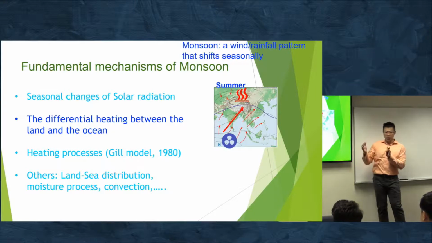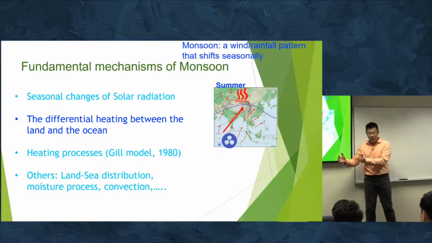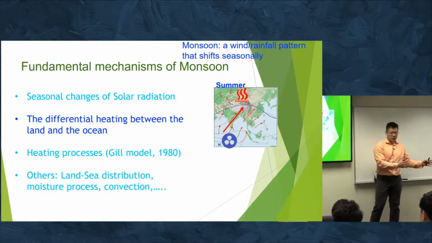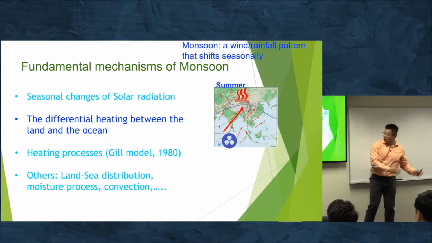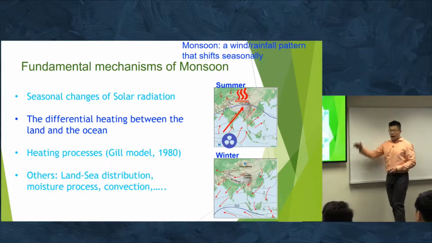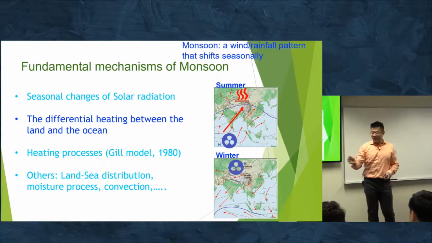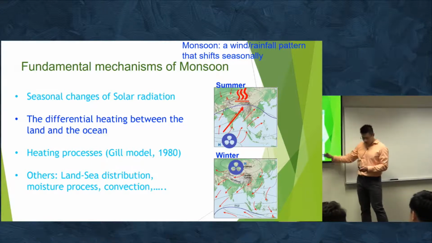Because the cold air is denser, the wind will flow from the higher density location to the lower density location, like this one. In the wintertime, there are opposite directions. So just like you said, the land and sea location cause the difference.